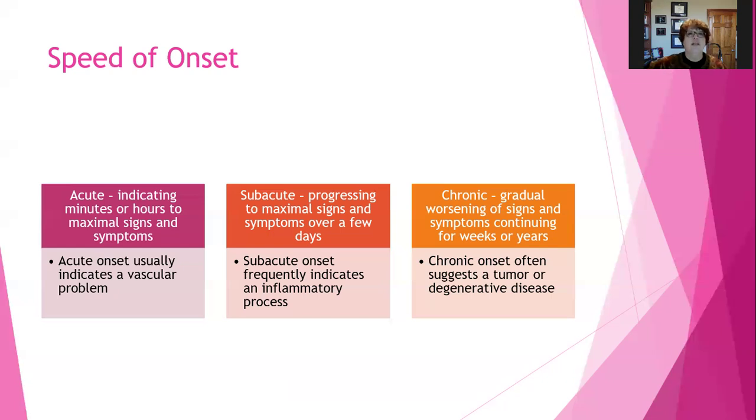That's acute. Subacute is progressing to maximal signs and symptoms over a few days, and subacute onset frequently indicates an inflammatory process. So an inflammatory process that is then compressing a nerve or affecting a nerve or causing problems in the spinal cord, that would be a subacute onset. Chronic is gradual worsening of signs and symptoms continuing for weeks or years. Chronic onset often suggests a tumor or degenerative disease. MS is an example of a degenerative disease that has a chronic onset.